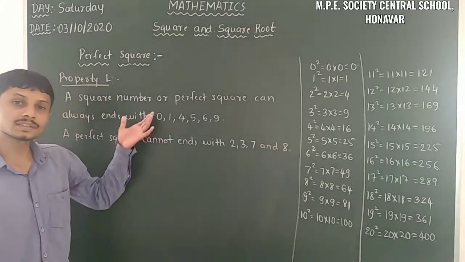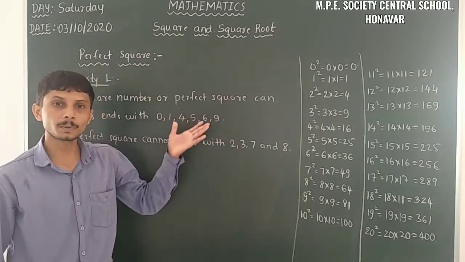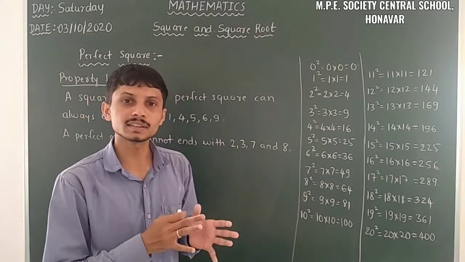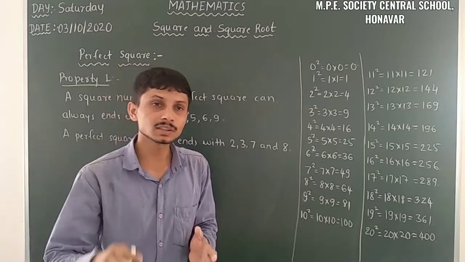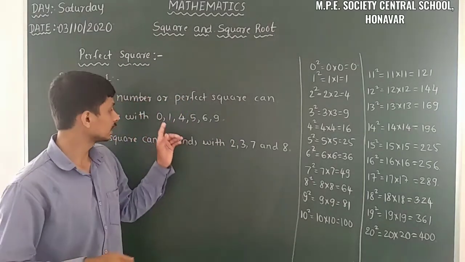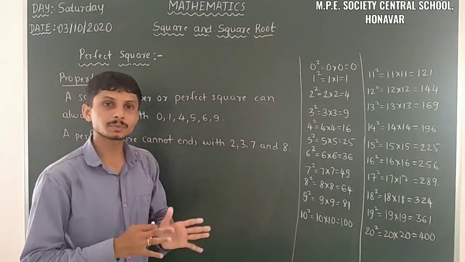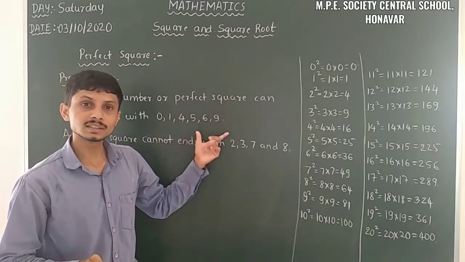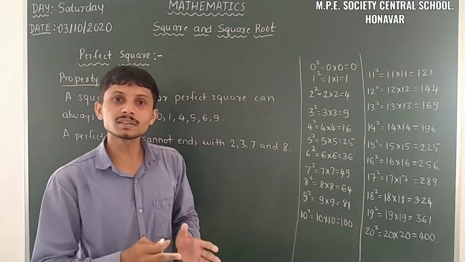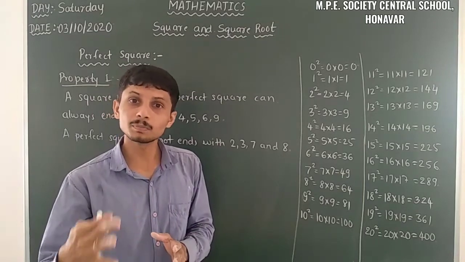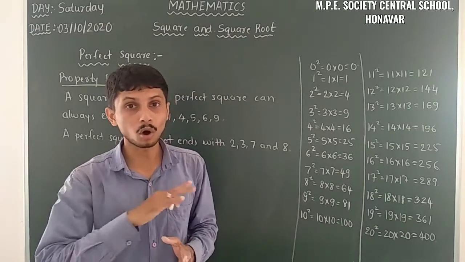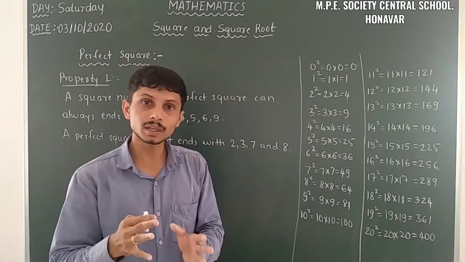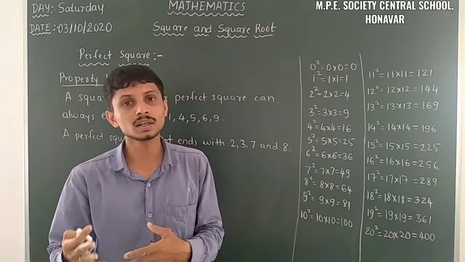So this is the first property of square numbers. The first property of square numbers is about the ending digits. What are the possibilities of ending digits? There are only 6 possibilities, that is 0, 1, 4, 5, 6, 9. When the number ends with these digits, it may be considered a square number. So there is no guarantee for all such numbers. Sometimes it is a square number, sometimes it's not.